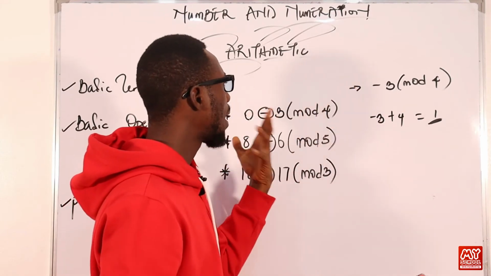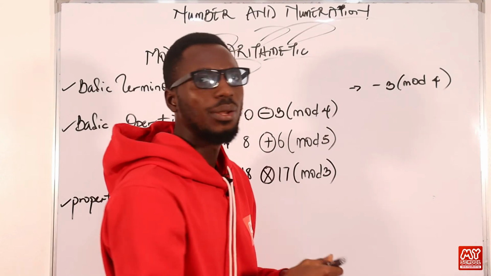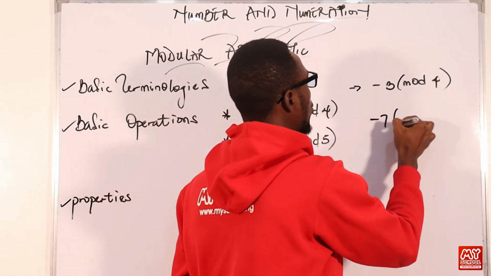Okay, so let's now see an instance where, let me say, I have minus 7 in modulo 4.